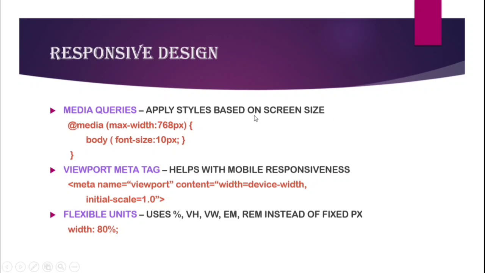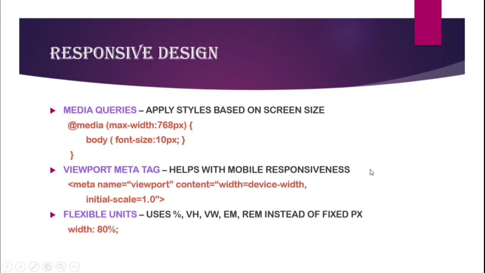Then we have flexible units, like using percentage, viewport height, viewport width, and rem instead of pixel. Pixel is a fixed value, but if you use percentage, you can mention 80%. The entire screen size is considered as 100%, and for any item that we have added, like a card that I've created, I want that card to take a space of 80% of the entire width. Then I can add width equal to 80 percent. The entire screen width is 100 percent, and I only want to take 80 percent. This is nothing but a flexible unit.